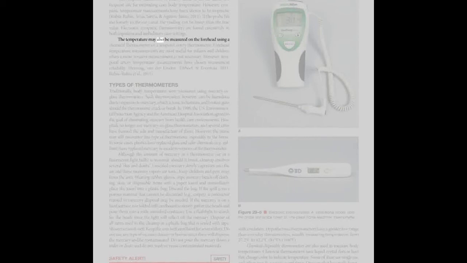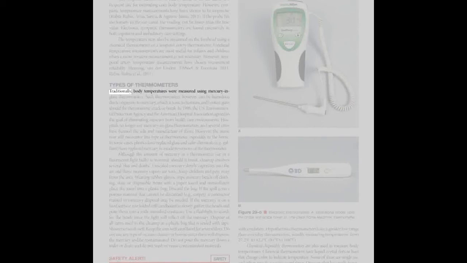The temperature may also be measured on the forehead using a chemical thermometer or a temporal artery thermometer. Forehead temperature measurements are most useful for infants and children when a more invasive measurement is not necessary. However, temporal artery temperature measurements have shown inconsistent reliability (Penning, van der Linden, Tibble, and Evenhuis, 2011; Rubia et al., 2011).